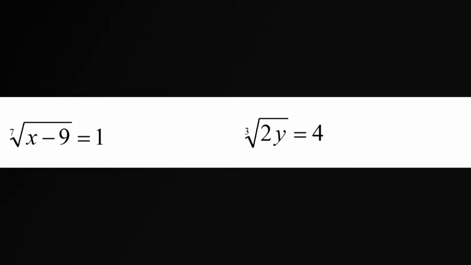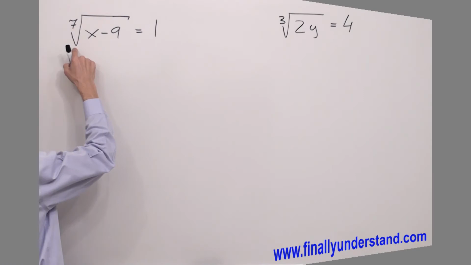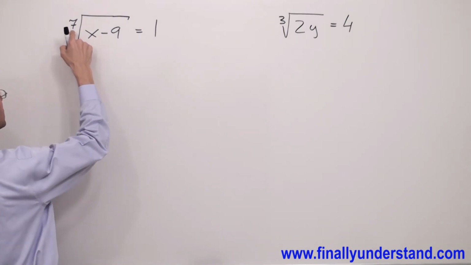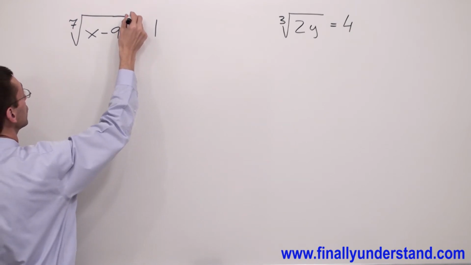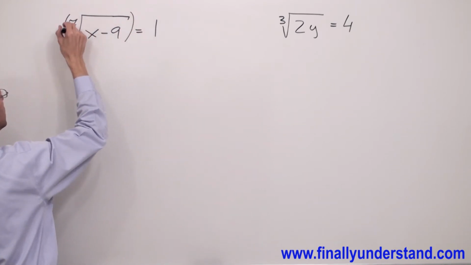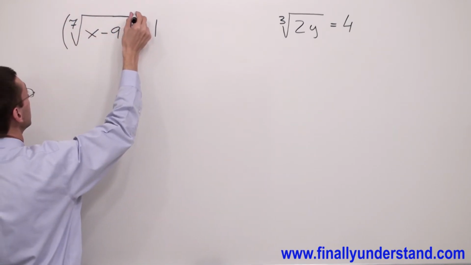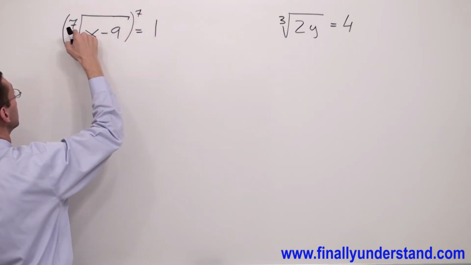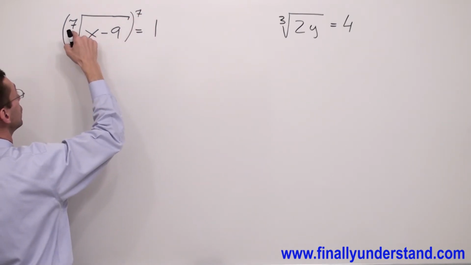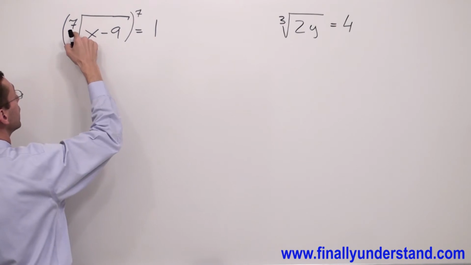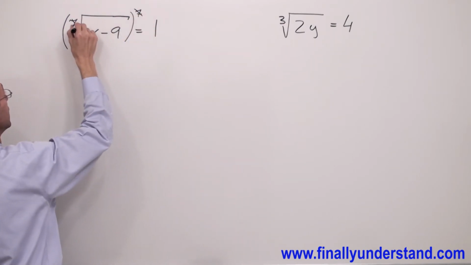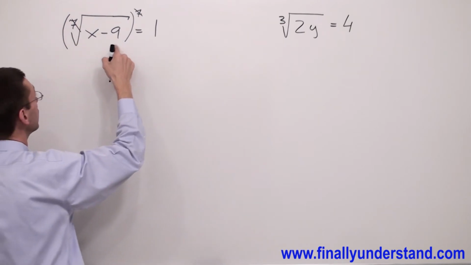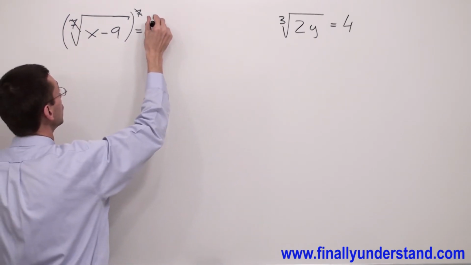Seventh root. This time we have to eliminate the radical of the seventh order. Remember, the rule is always the same. If you want to eliminate the radical sign with the seventh order, you have to raise that radical to the seventh power. This exponent will eliminate this radical. Whatever I did on the left side, I have to do also on the right side.